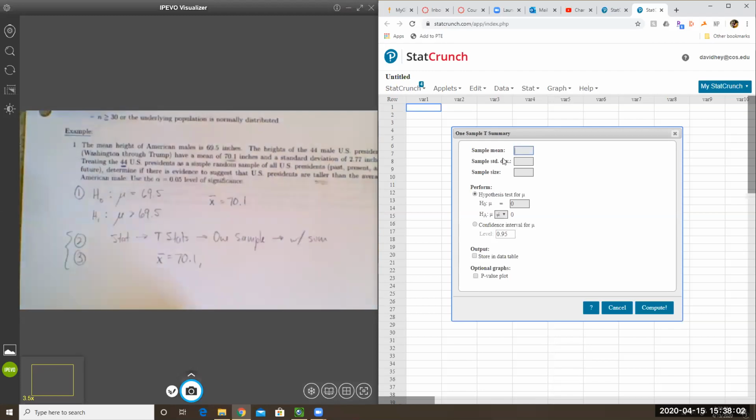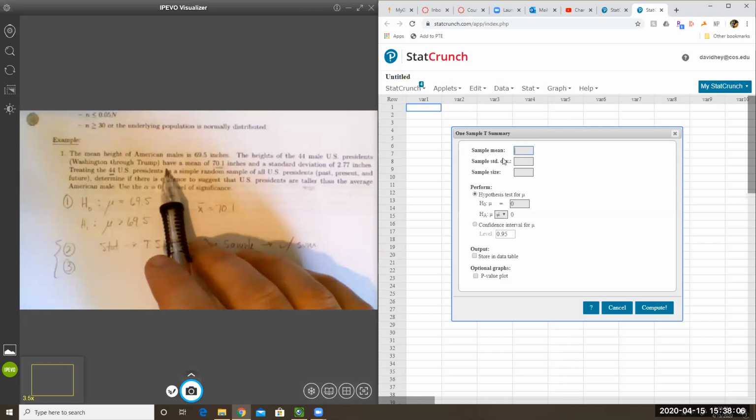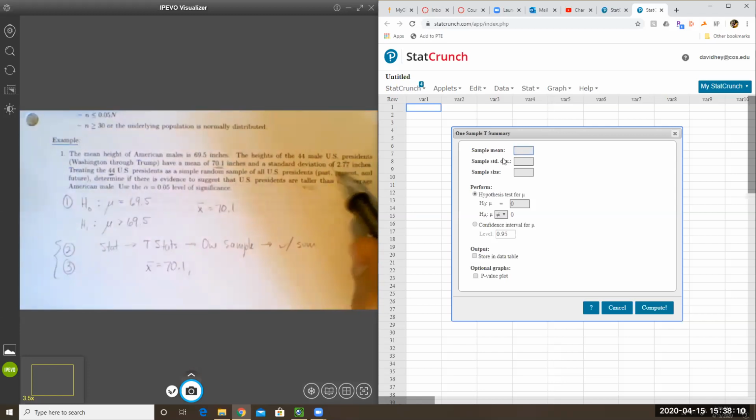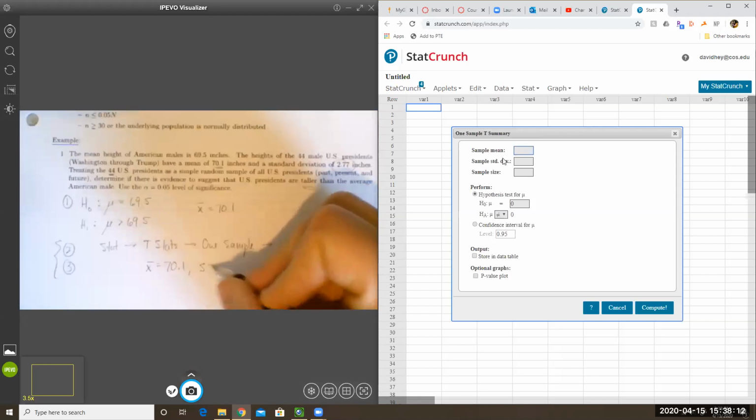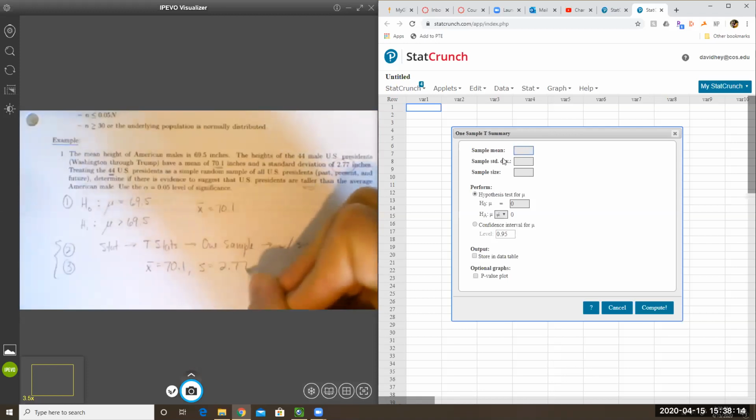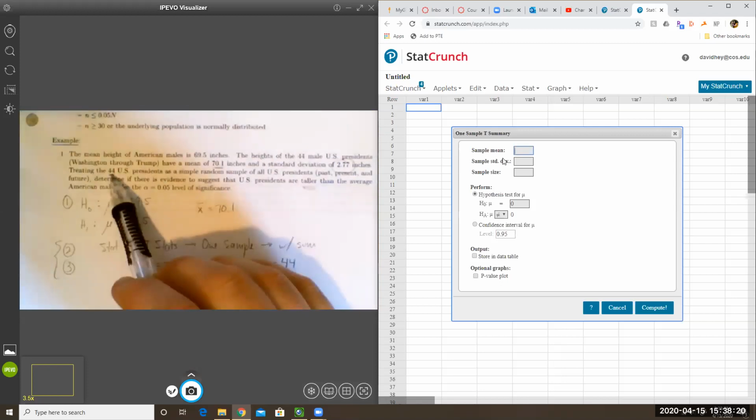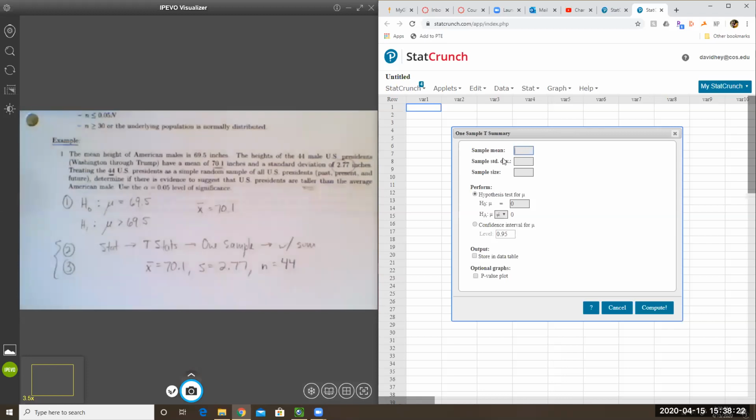We're prompted for this sample standard deviation. It says these people have a mean of 70.1 and a standard deviation of 2.77. So the standard deviation is 2.77. And then we're prompted for the sample size, which we said earlier was 44, right? Okay. So 70.1, 2.77, and 44.